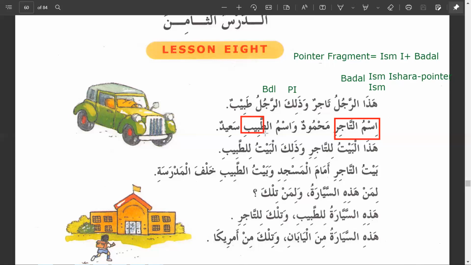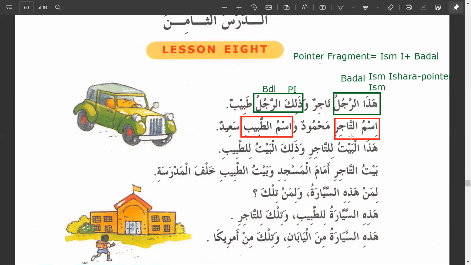Very good, excellent. Over here again, there is a mudaf mudafilayh: ismu tabibi. And in the first sentence, both were pointer fragments. That's why harf ataf was coming in between. And over here, waw is coming. So whenever waw is there, the construction is almost the same. Here mudaf mudafilayh, again mudaf mudafilayh. Here, idafa fragment, and after waw, ataf, we have an idafa fragment. In the first sentence, we had a pointer fragment in the beginning, and then after waw, again a pointer fragment. So most of the time when waw comes, the construction remains the same.